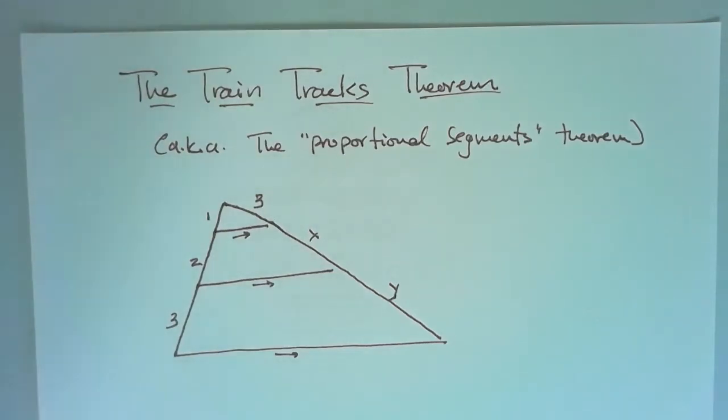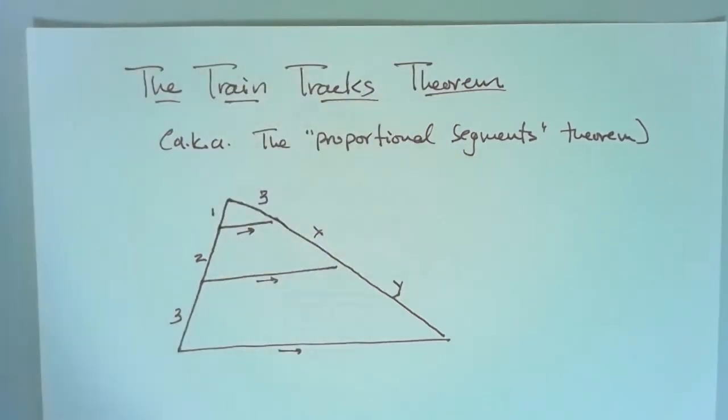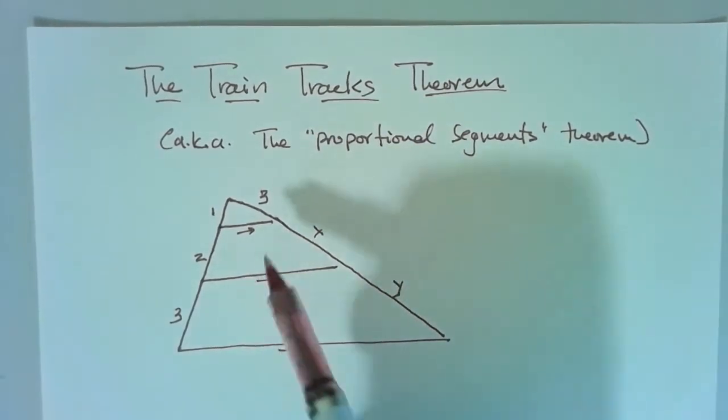So this lesson is about what I like to call the train tracks theorem. You're going to see why these look like train tracks receding into the distance. The official name that you'll sometimes see in a textbook is called the proportional segments theorem. That's not very catchy. Let me show you how we get at it.